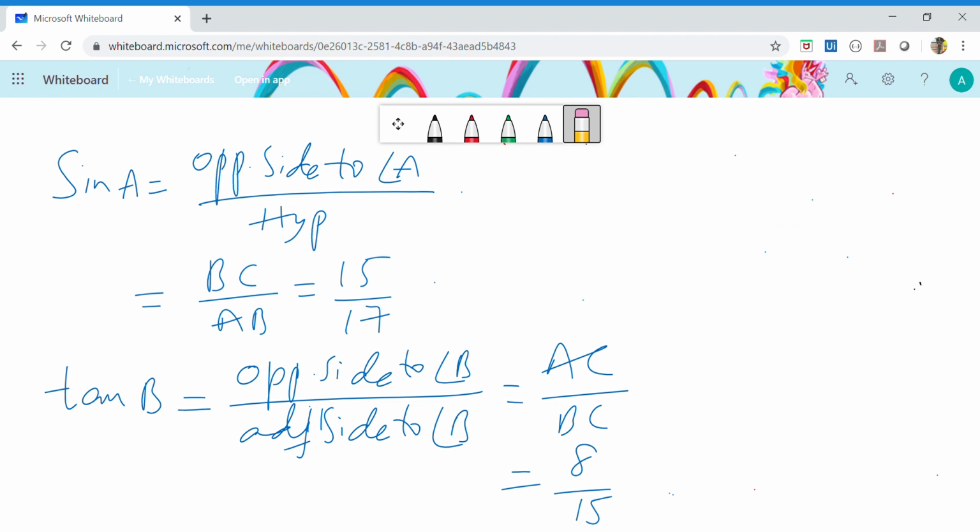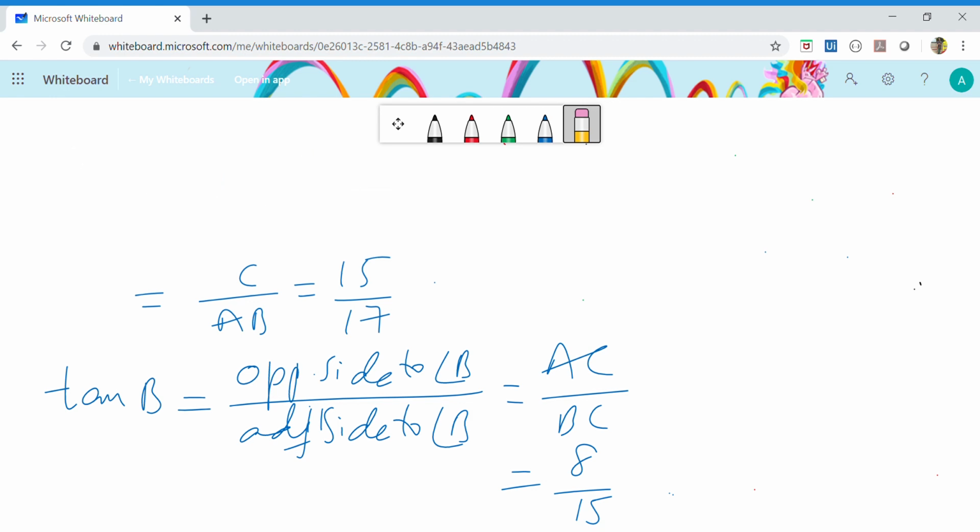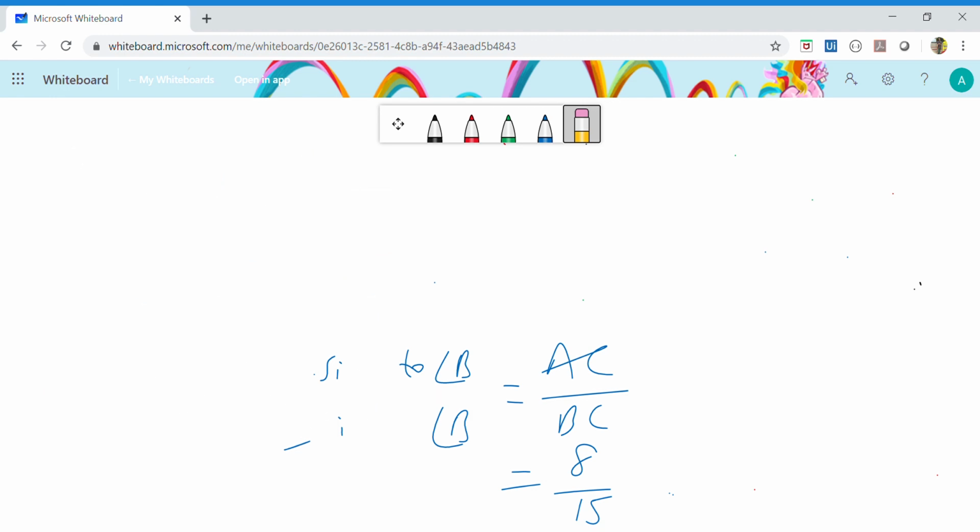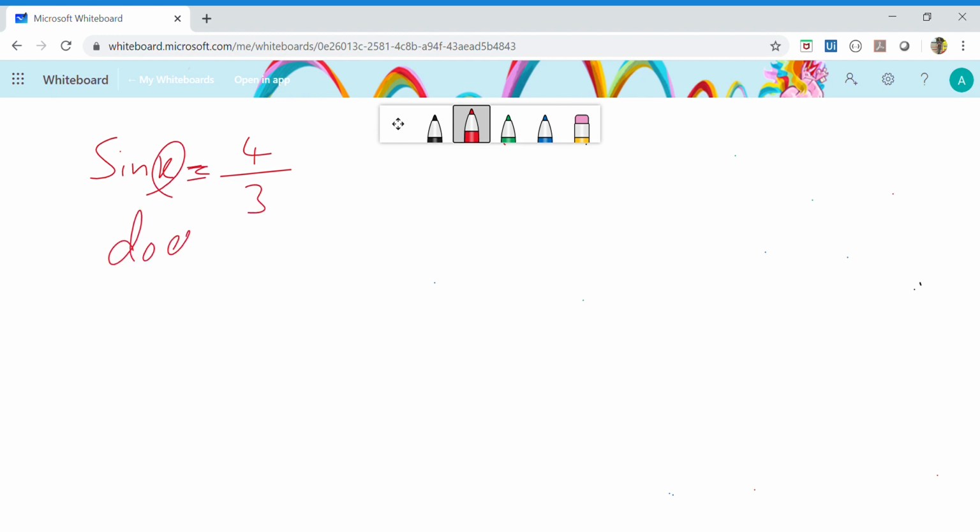Try this. Next, think and discuss. The first question is: sin x is equal to 4 by 3. Does it exist for any value of x? He asked: does sin x equal to 4 by 3 exist for any value of x? No, it does not exist.